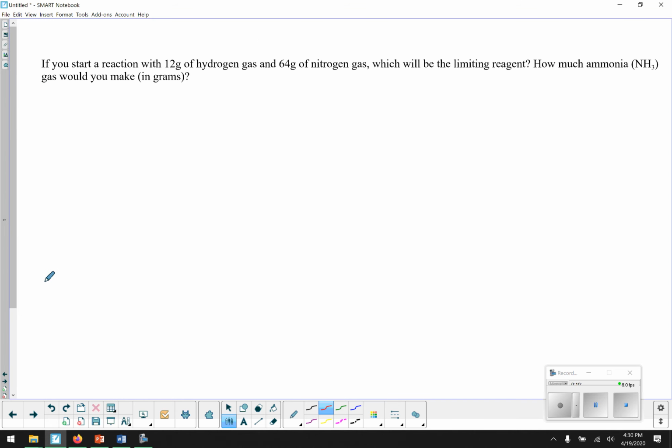So here's my first of the two examples I'm going to do. If you start a reaction with 12 grams of hydrogen gas and 64 grams of nitrogen gas, which will be the limiting reagent, and how much ammonia gas will you make?